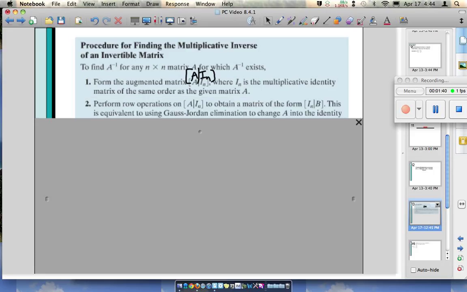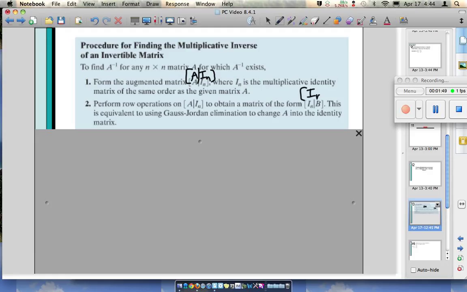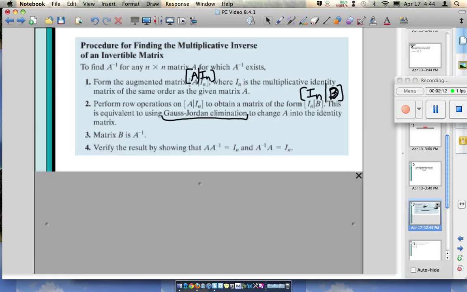Then the simple step is we perform row operations to turn it into the opposite. Now we want the identity on the left and some matrix B on the right. We're going to do the same Gauss-Jordan elimination process to get the reduced row echelon form, moving things around until we get the identity on the left and a matrix on the right. That resulting matrix B is in fact the inverse.